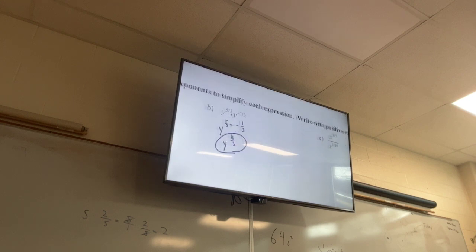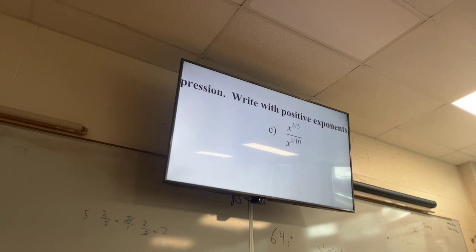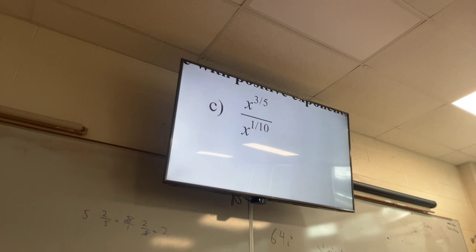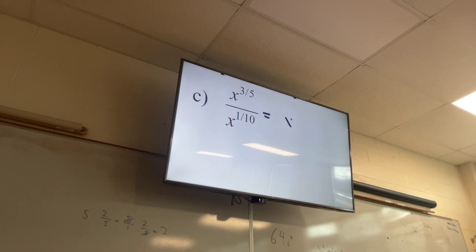Okay, let's do C. This time there's a division symbol, so I have the two x's that I'm dividing by each other. When this pops up, remember chapter 5, you subtract the exponents. You have to do this by hand. 3/5 minus 1/10. Oh no. Here's the algebra 1, or middle school, coming back to haunt you.